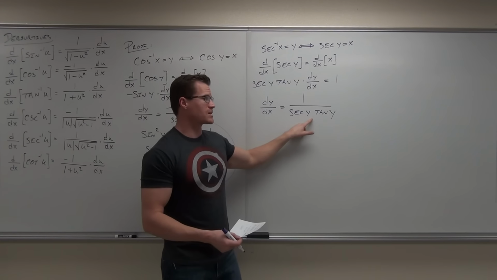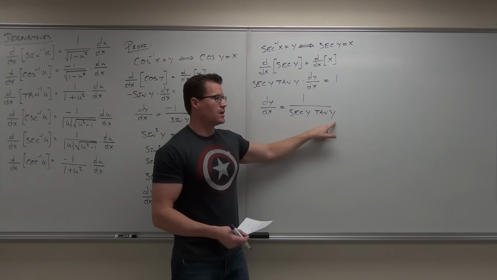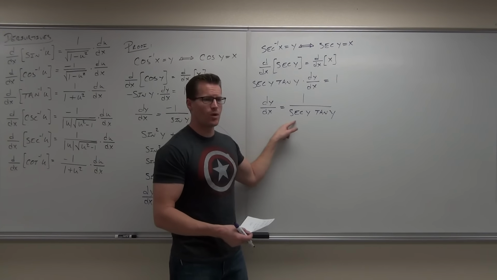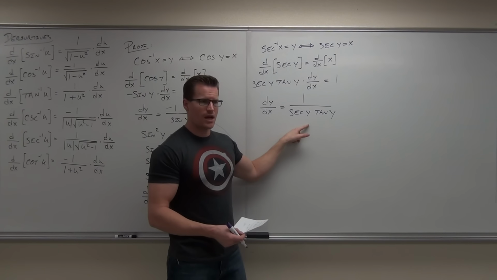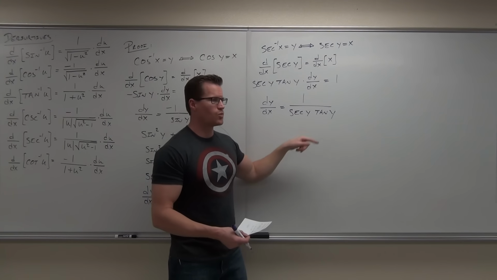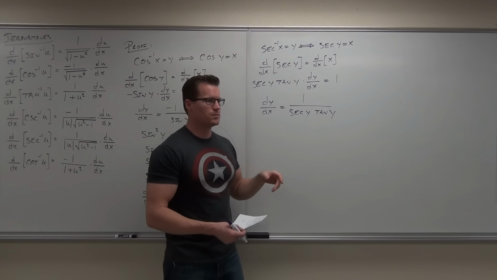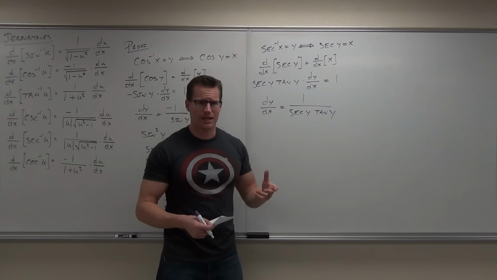Now this is a problem because I've got y's and I want x's. Well, one of these is really easy. Look at secant y. How much is secant y? x. That's going to give us the x. Now, the tangent y we've got to do just a little bit more work for. What we're going to do, I'm going to draw a triangle. And we're going to look at how this relates in a triangle.